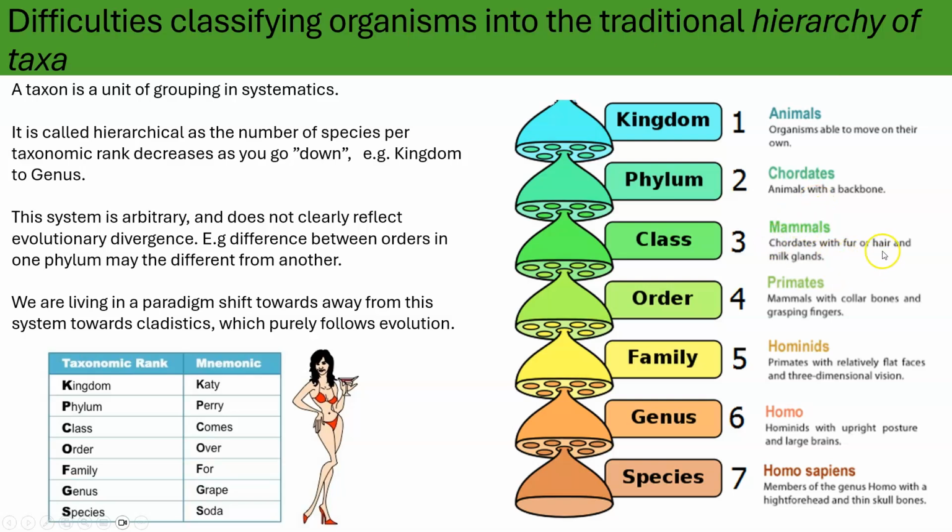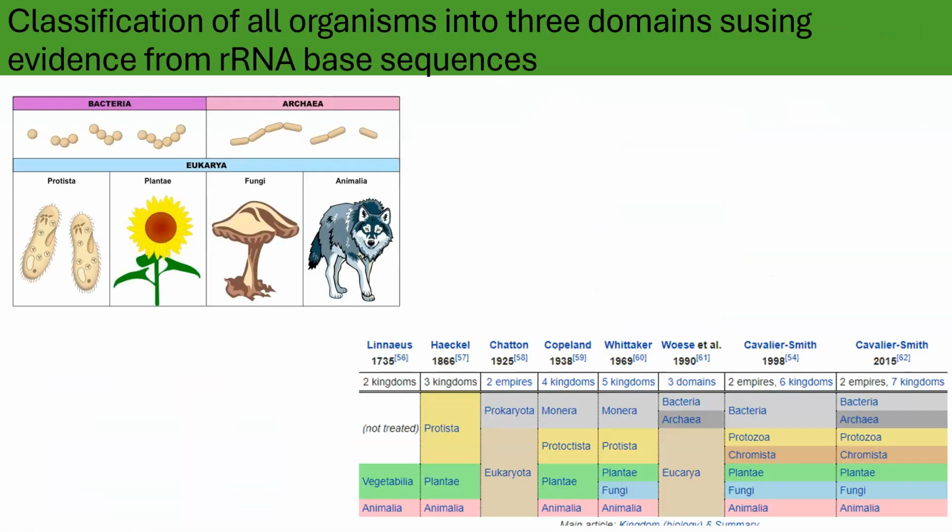Mammals that have fur and milk glands. We're primates with collarbones and grasping fingers and forward-facing eyes. Hominids, primates with relatively flat faces, 3-dimensional vision. Okay, so that's actually hominids that mainly have forward faces, but I think all primates have more or less forward-facing eyes. And we're hominins with upright posture and large brain. That's in the Homo genus, and Homo sapiens is our species. So if you want to, you can use this to tell people who you are.